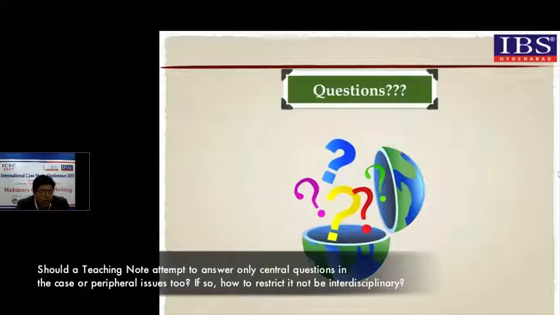A question that has come is, should a teaching note attempt to answer only central questions in the case or peripheral issues too? If so, how to restrict it not to be interdisciplinary?